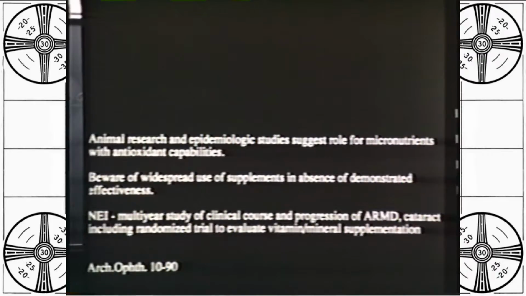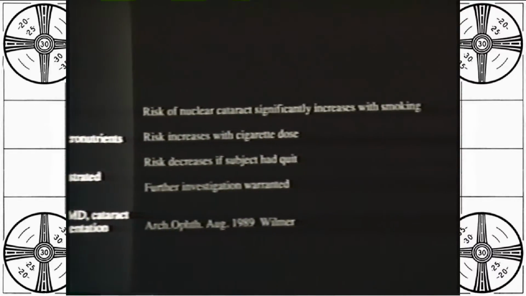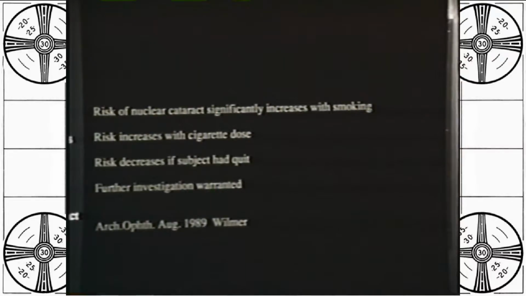And right now at the National Eye Institute, a multi-year study is underway looking at the clinical course and progression of macular degeneration and cataract, and there's a specific arm in the trial to look at vitamin and mineral supplementation. Now this is about a 10-year study, and it may even take 20 years to find out the results, but hopefully within our lifetime we will know the answer to this.